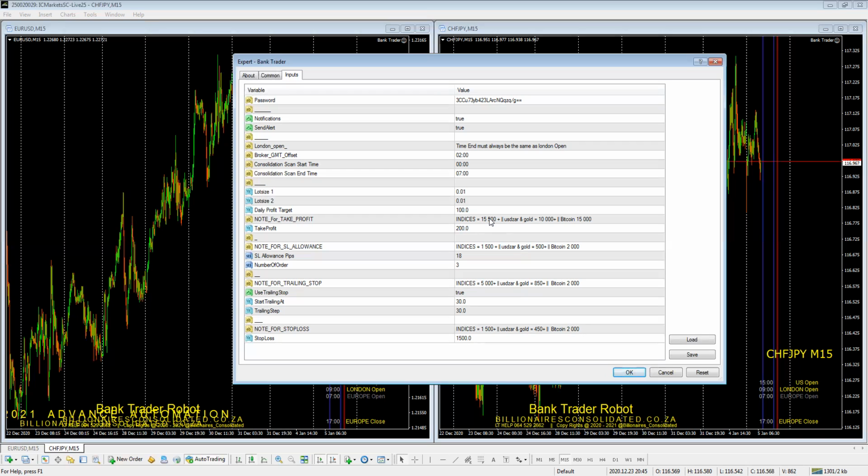Unless I decide to change lot size, depending on account balance and so on. But the default settings are basic for an account of 100 US dollars or less. You can use this default. But if you are using an account of $100 or more, then you can change your lot size and make it higher. That's up to you basically. But the defaults are for a 100 US dollar account or less.